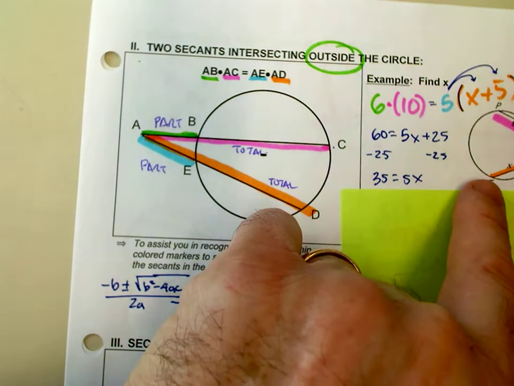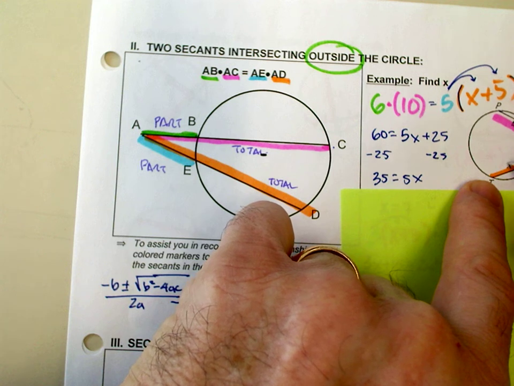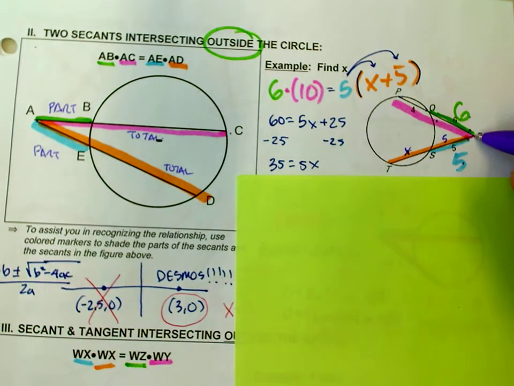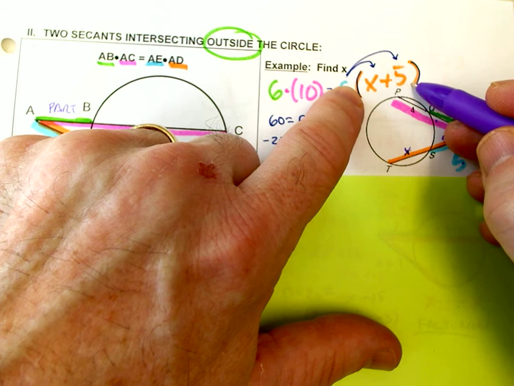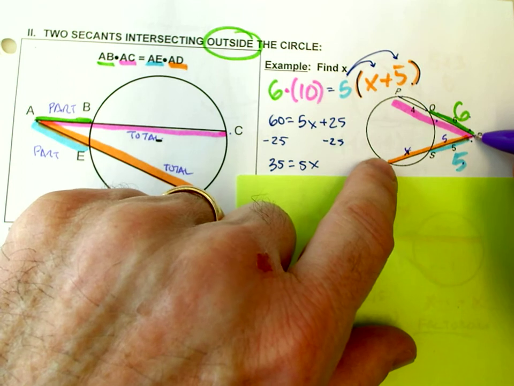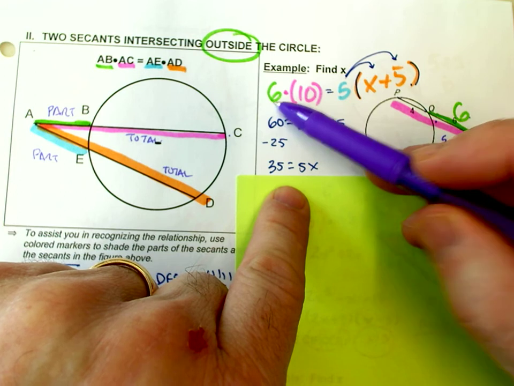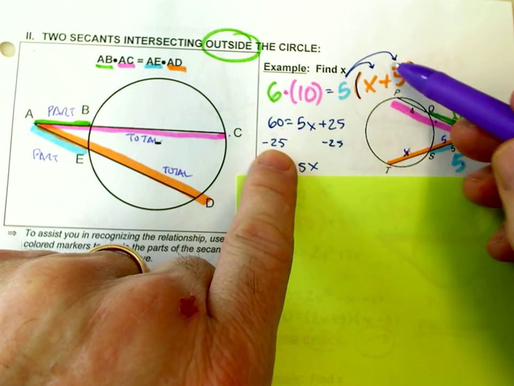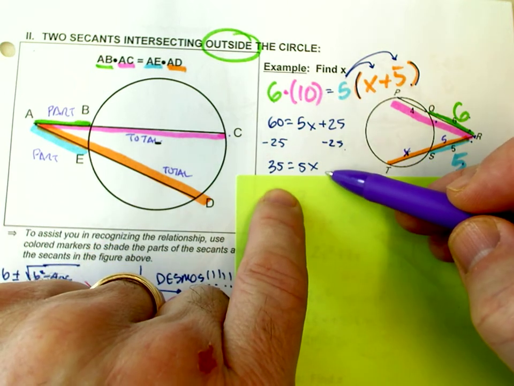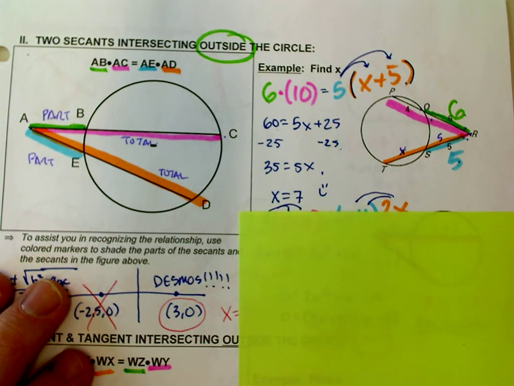Notice this expression for the total is not 5x. It's this length of 5 plus this length of x. That gives us this one here. Okay? So that's why we have x plus 5. That's the total length. 5 is outside, total length is here. And you'll see we do 6 times 10 and get 60. Distribute the 5. This will give us 5x plus 25. Subtract the 25. And then we solve this by dividing by 5, and we get x equals 6.